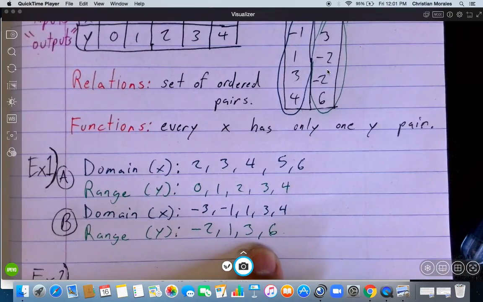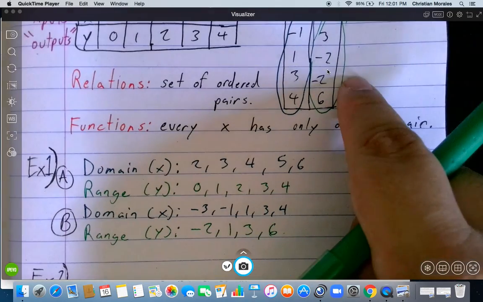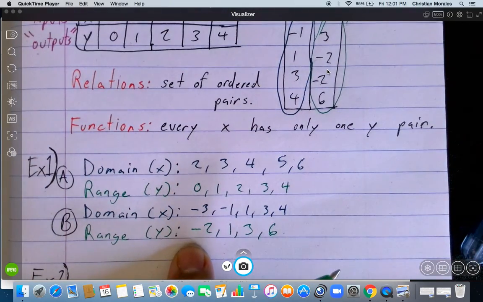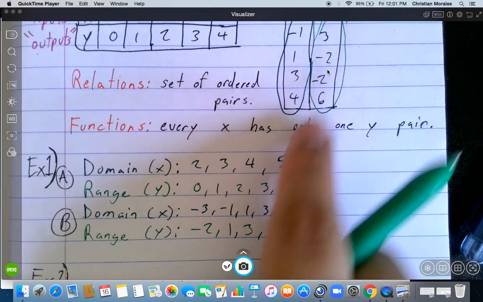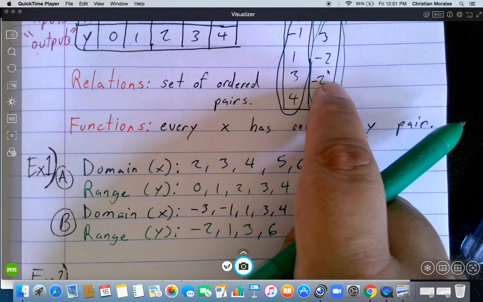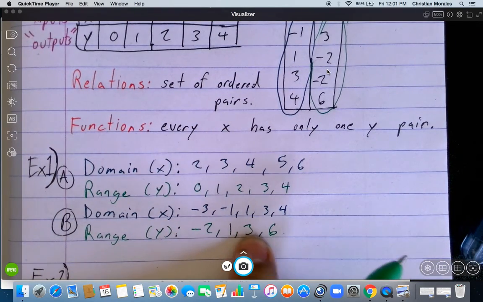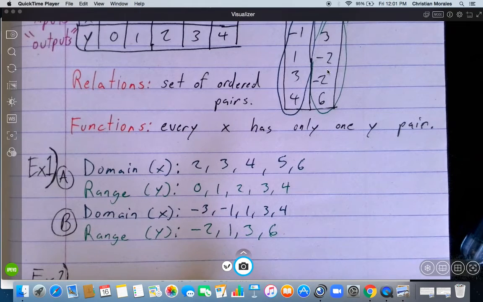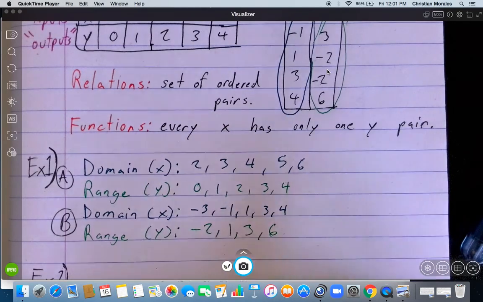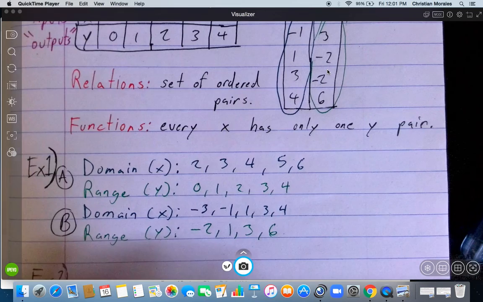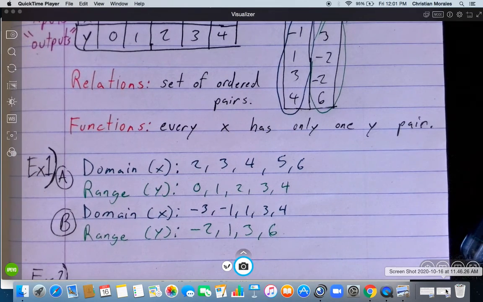And there's my range. Now if you notice, I didn't write negative 2 twice. I only wrote it down once. This number shows up twice, but you don't have to write it down twice. That number you only have to write down once in your list of the range. Okay? All right. So that is domain and range. X's and Y's. Pretty straightforward.